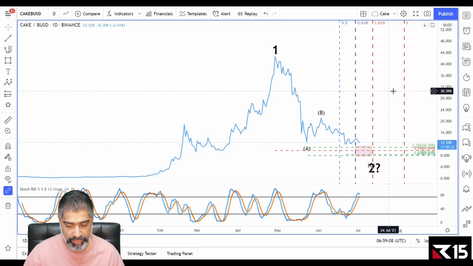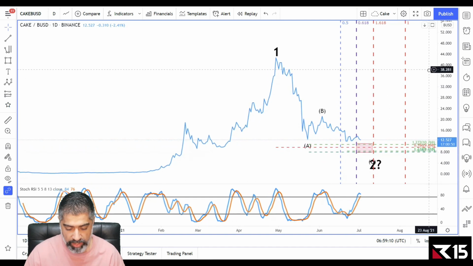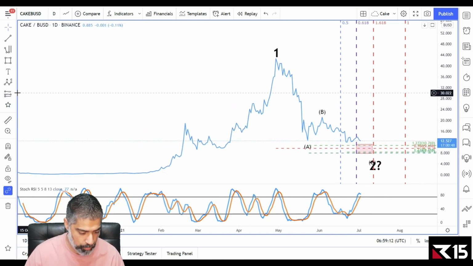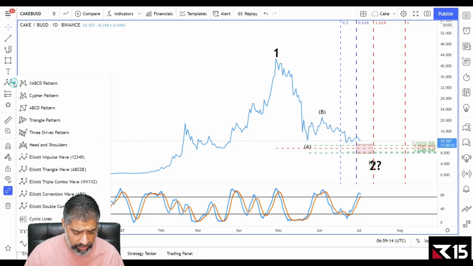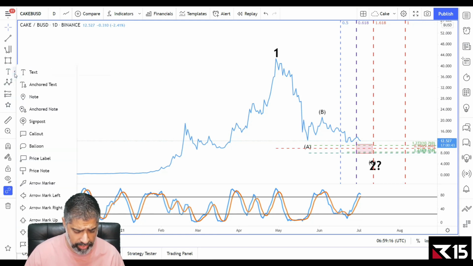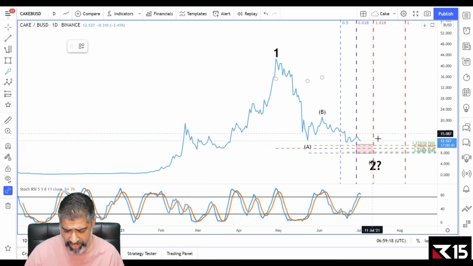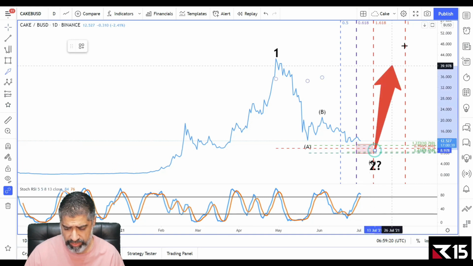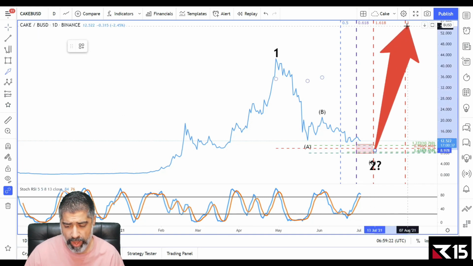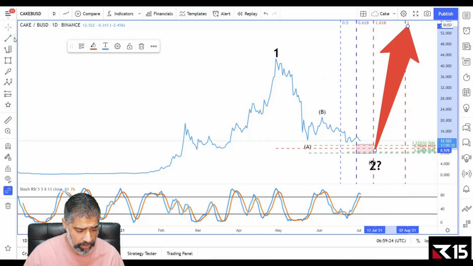PancakeSwap is a beast of a project, right? There's a lot of volume, there's a lot of total value locked in the project as well. It's got some really strong fundamentals. The volume on it this year has just been immense. It's really become a real tester to Uniswap. But we're expecting all-time new highs above this wave 1.